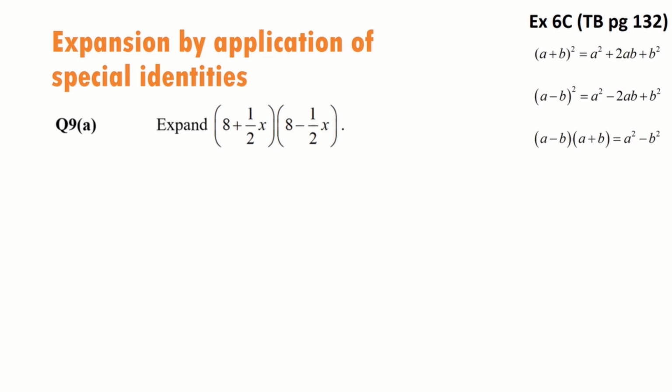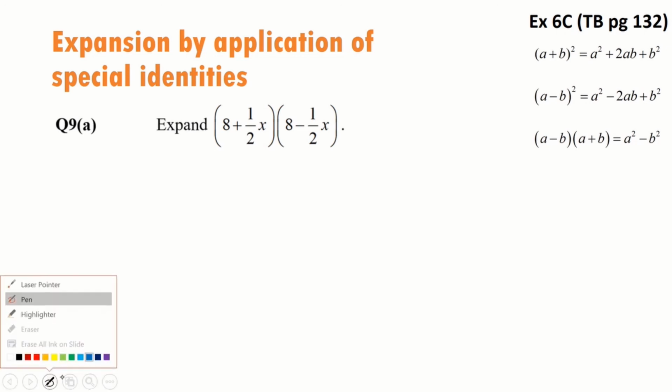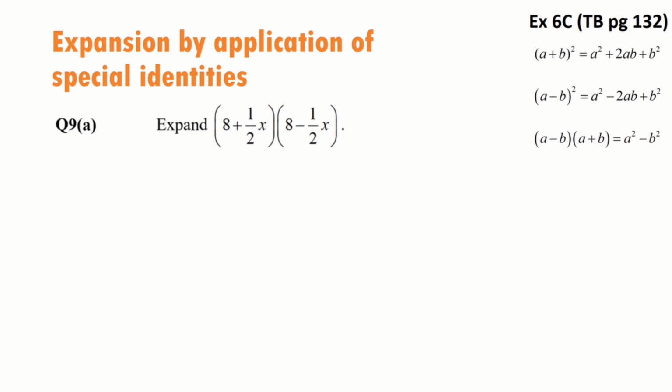Now for question 9a, we have 8 plus half x and 8 minus half x. Which is the identity that we should be using? And then what is the a and b? Okay, we should be using this one over here. Alright, and the a is actually 8 and the b is half x.